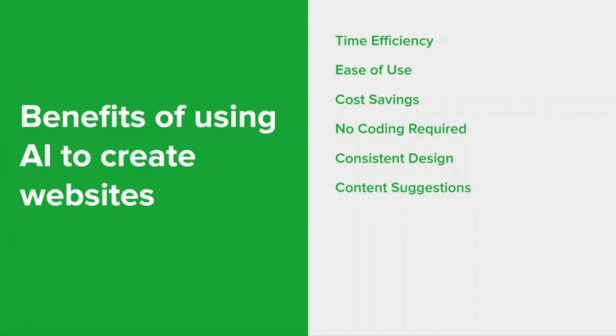AI algorithms can analyze your content requirements and provide suggestions for text and images based on the industry or the topic or the style of your website, and this can be helpful in generating content ideas and ensuring your website is engaging and also relevant.